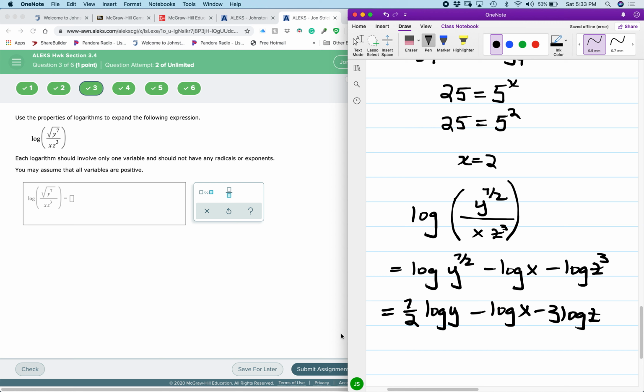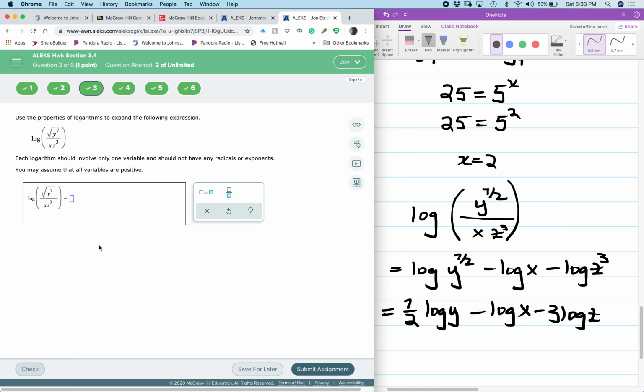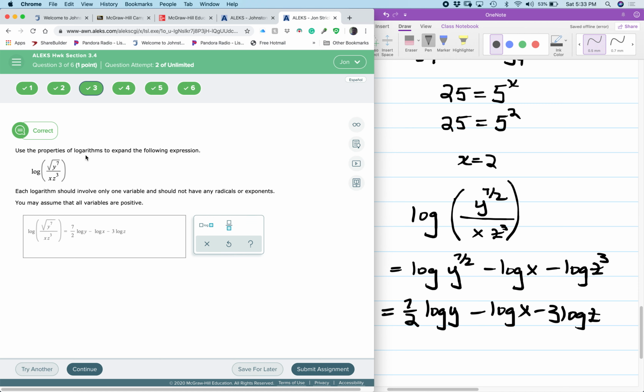So, taking what we have now, we have 7 halves times the logarithm of y, minus the logarithm of x, and minus 3 times the logarithm of z. And upon checking, the result is correct.